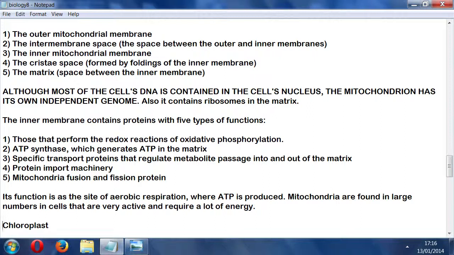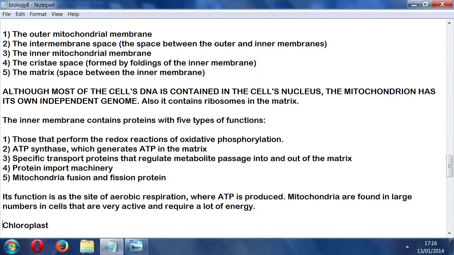So the inner membrane contains proteins with 5 types of functions. The first is those that perform the redox reactions of oxidative phosphorylation. The second is adenosine triphosphate synthase, which generates ATP in the matrix. The third is specific transport proteins that regulate metabolite passage into and out of the matrix.